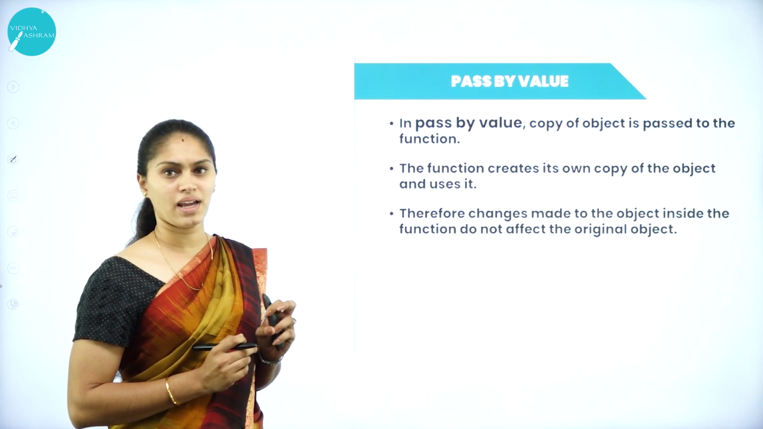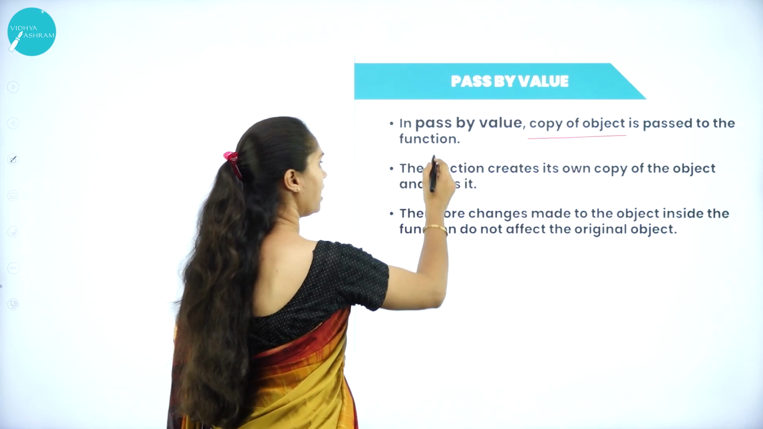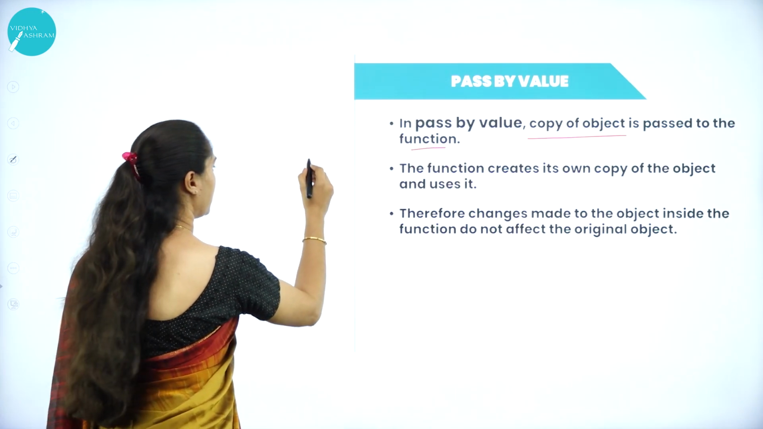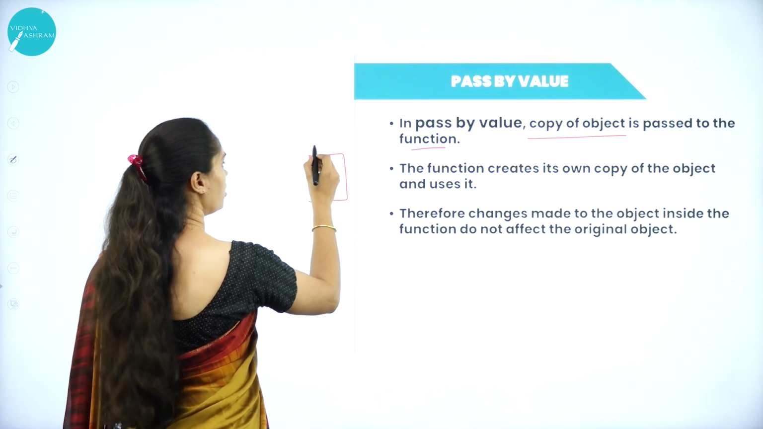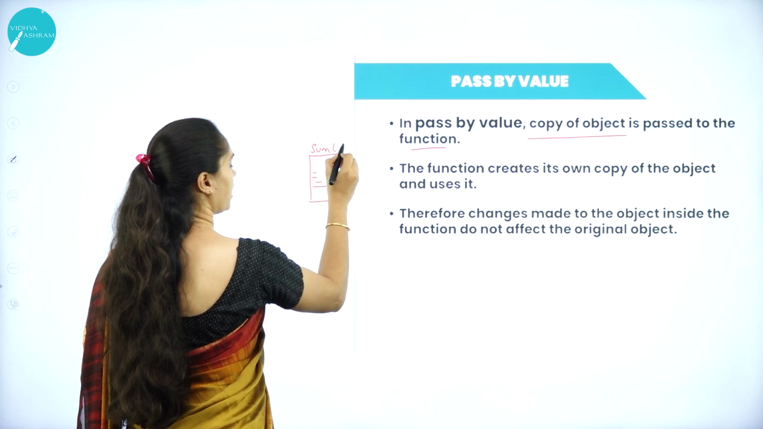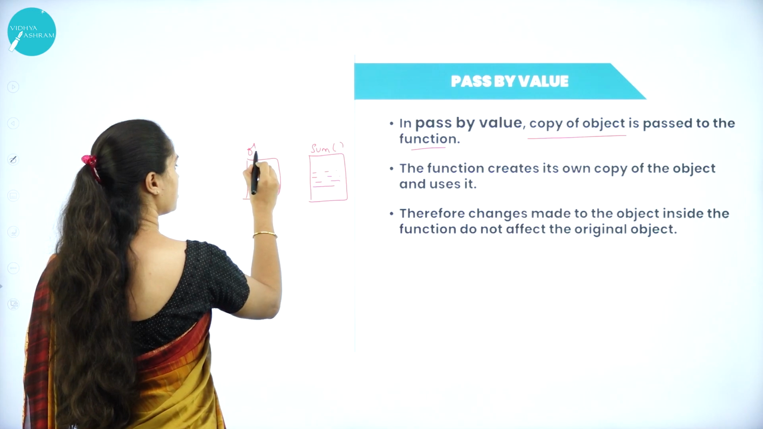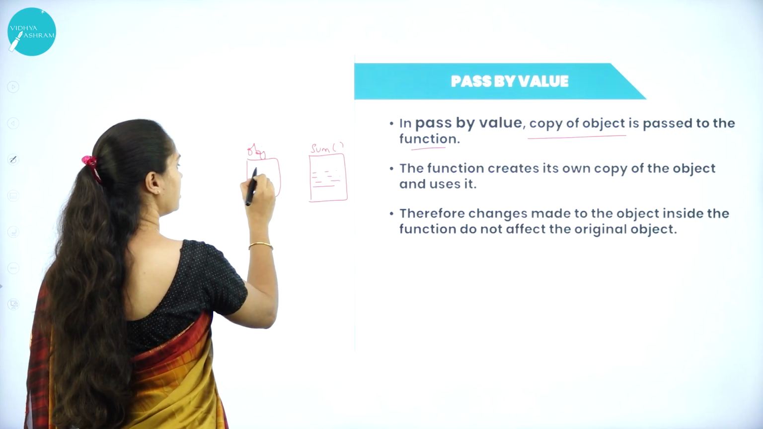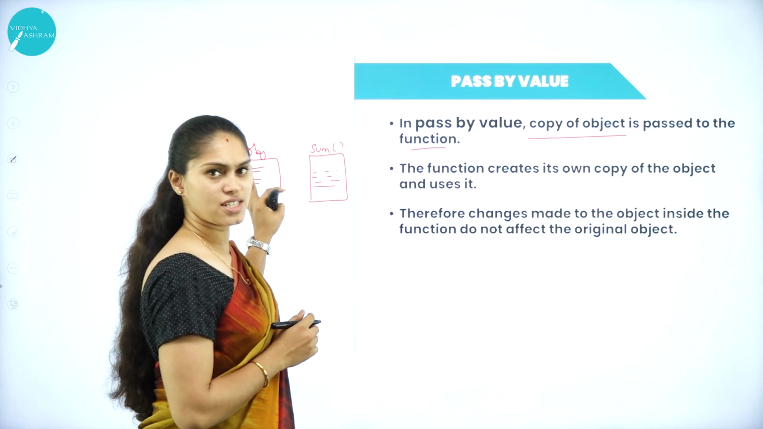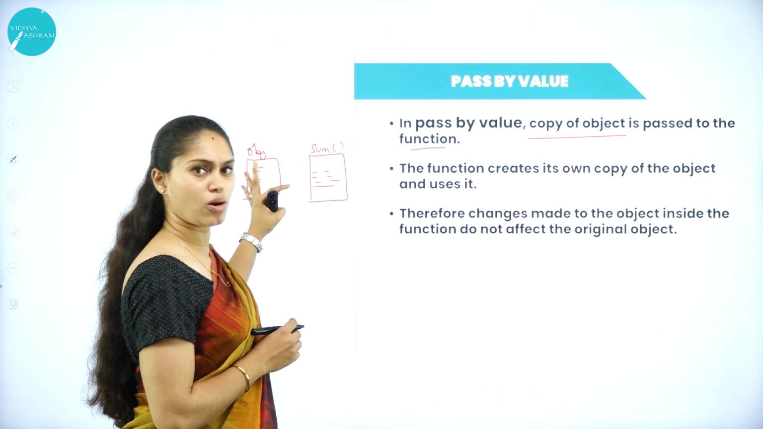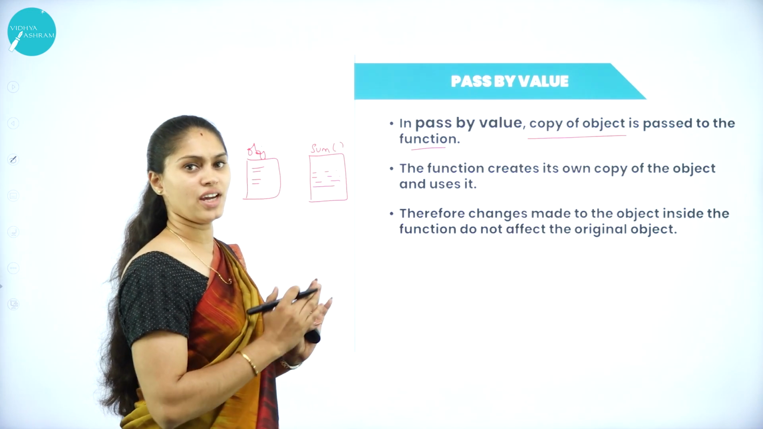Coming to pass by value, in this a copy of an object is passed to the function. Okay, so let me take this as a function. This function has several lines of code and it has some parameter. So consider this as an object. This object will hold the data members and member functions of a class, and it will have some details regarding the class. So this object is known as what? An instance of a class. That means it will have a replica of a class.